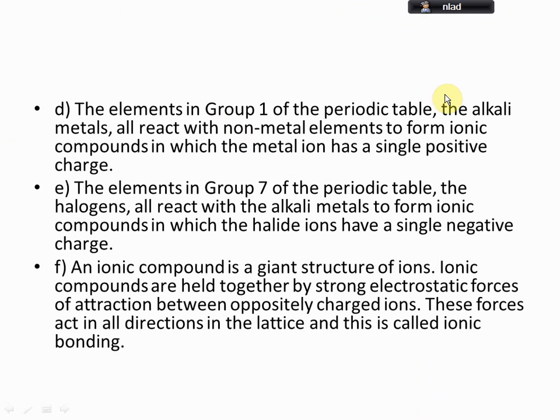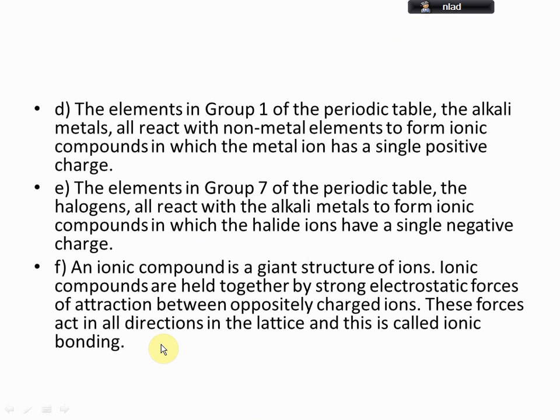The elements in group 1 of the periodic table, the alkali metals, all react with non-metals to form ionic compounds in which the metal ion has a single positive charge. So all of the elements in group 1 are alkali metals, and they always react with non-metals ionically, and they all have a charge of just positive, not positive 1, remember, just positive is the way you put that. The elements in group 7 are the halogens, and they all react with alkali metals to form ionic compounds. So they're the two groups that react together, group 1 and group 7, in which the halide ions have a single negative charge. So while these have a single positive charge, these have a single negative charge. They're going to gain that extra electron, they're going to lose their extra electron.